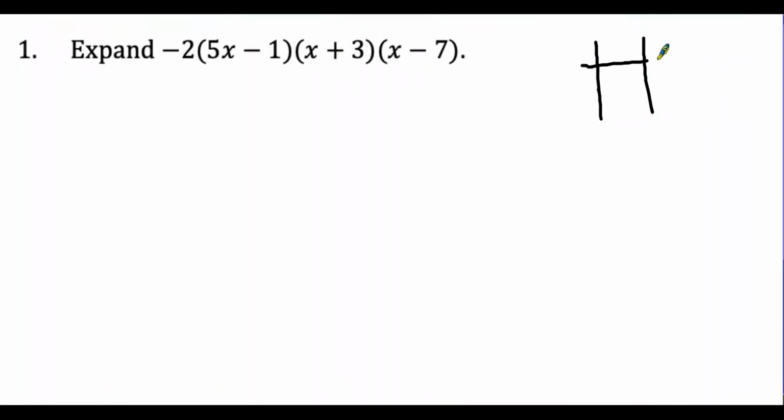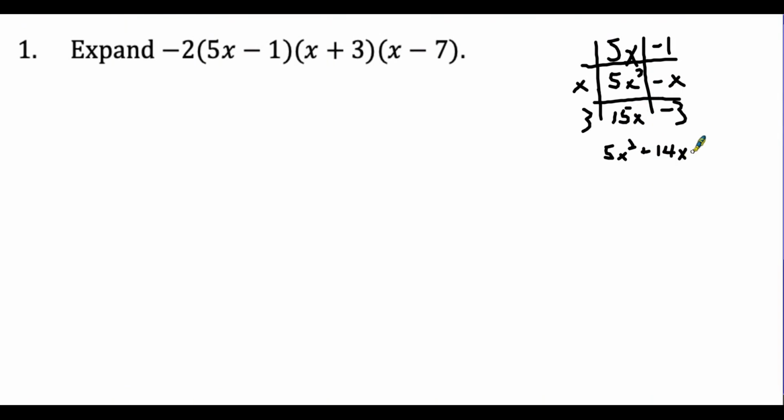So I'm going to come off to the side here and set up my box to organize that. So 5x minus 1 times x plus 3. So 5x times x is 5x squared, x times negative 1, negative 1x, 5x times 3 would be 15x, and 3 times negative 1 is negative 3. Combine my like terms here, my 15x and my negative x, so I can say that this would become 5x squared, 15x plus negative 1x would be 14x, minus 3.